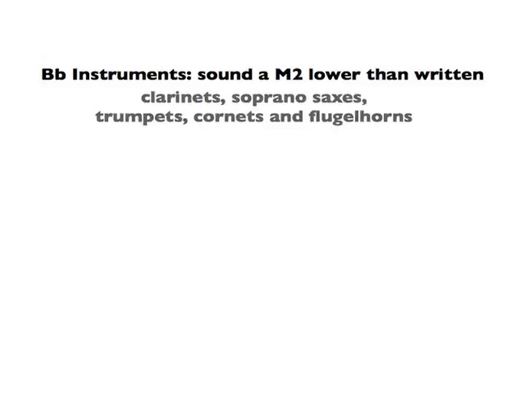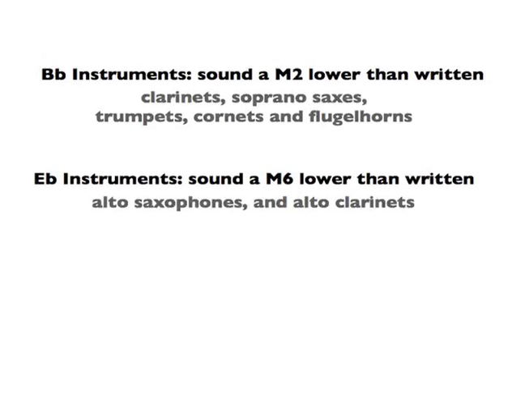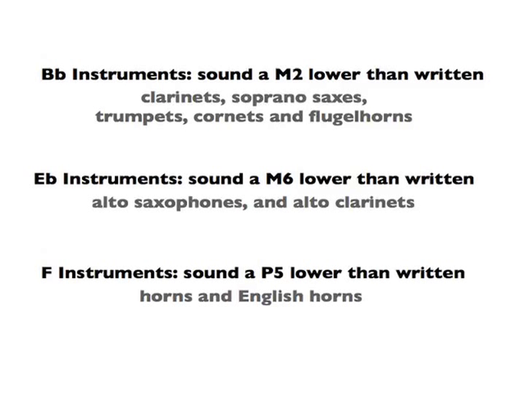than written. Alto clarinets and alto saxophones are in E flat. They sound a major sixth lower than written. Horns, the curvy brass ones, and English horns, they're in F, and they sound a perfect fifth lower than what's written for them. That's all you need to know.